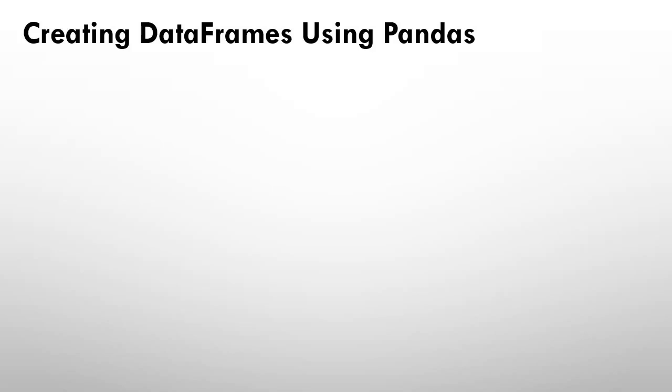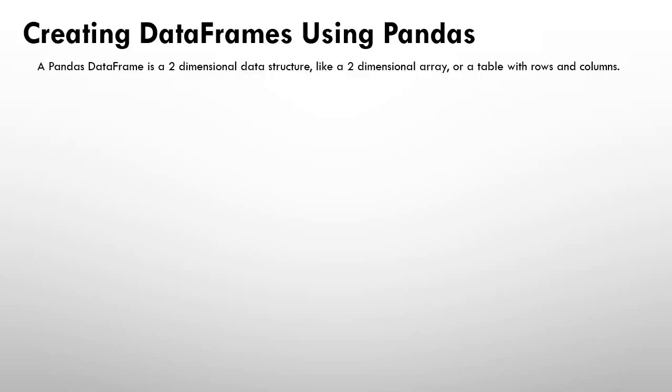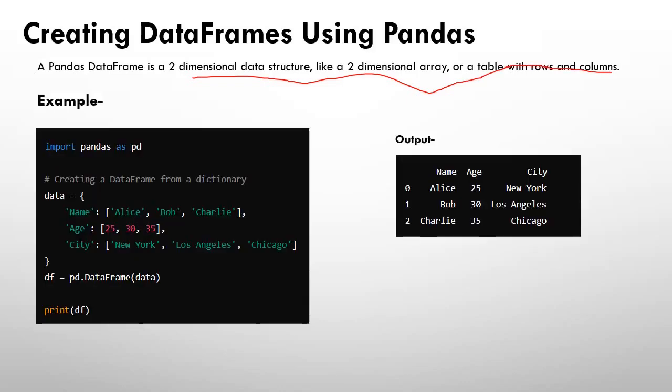So, how can we create data frames using Pandas? A Pandas data frame is a two-dimensional data structure like a two-dimensional array or a table with rows and columns. Here is an example of how to create a data frame. In this example, we are creating a data frame, and pd.DataFrame is the function that converts a data variable into a data frame. And this is the output that we will get, where name, age, and city are the column names.